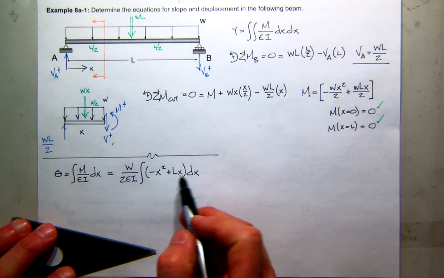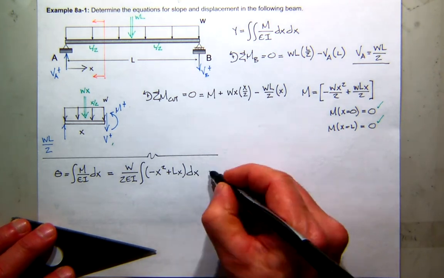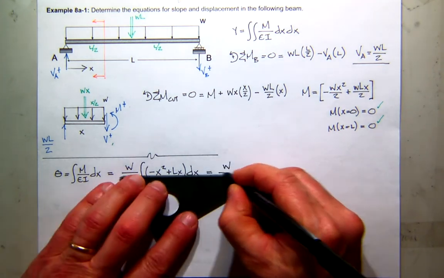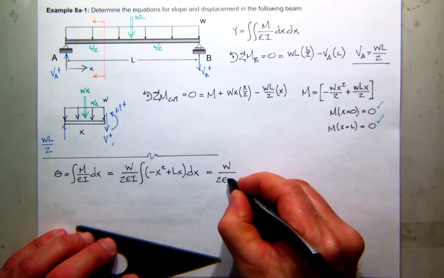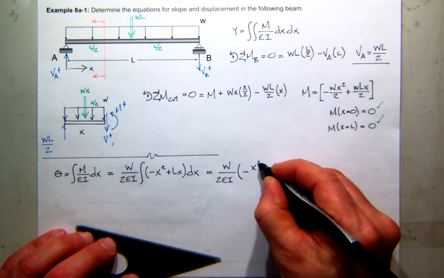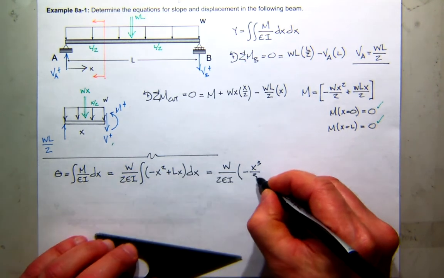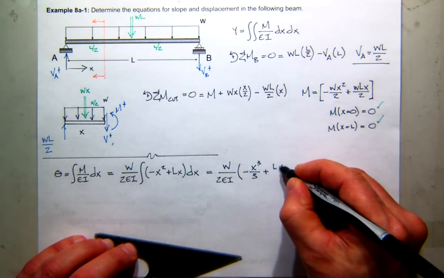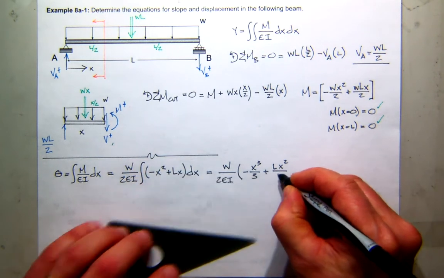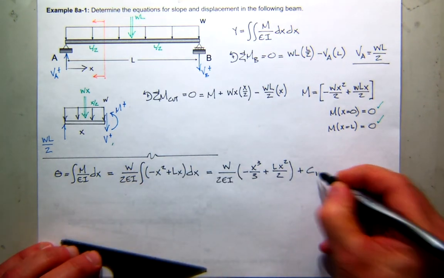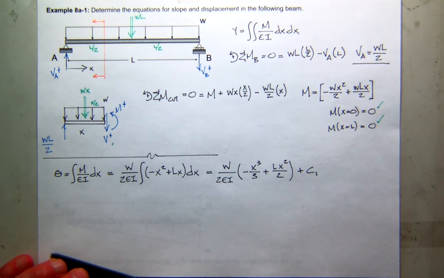So now this is a pretty simple polynomial to integrate. So I'll keep my constant the same. So I'll have W over 2EI. And then I'll get minus x cubed over 3, that's the integral of the first term, plus Lx squared over 2, that's the second term, plus now our first integration constant, C1.